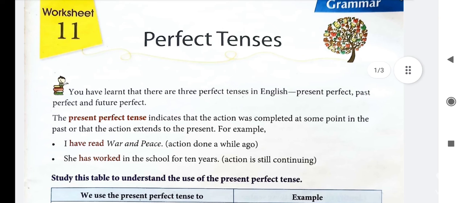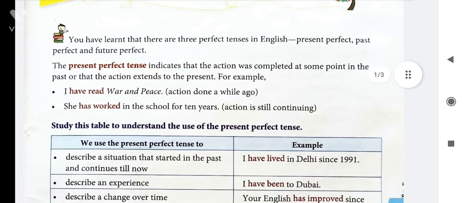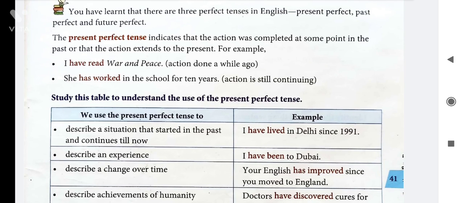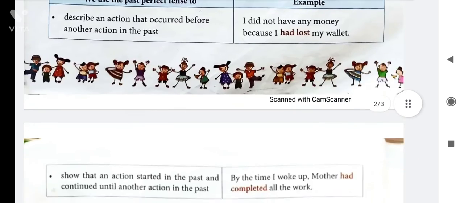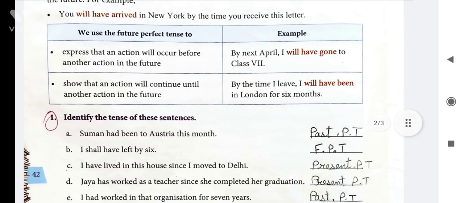So this was it for perfect tenses. How many tenses are there in perfect tense? Present perfect, past perfect, and future perfect. In present perfect, we use have or has plus past participle of that verb. In past perfect, we use had plus past participle of the verb. And in future, we use will plus have and past participle of that verb.